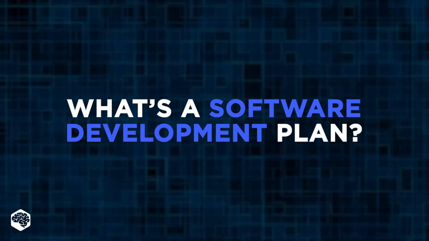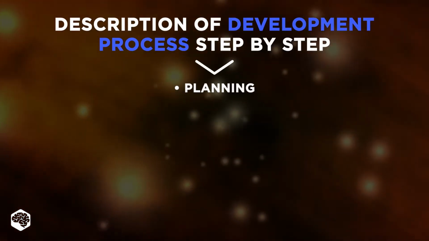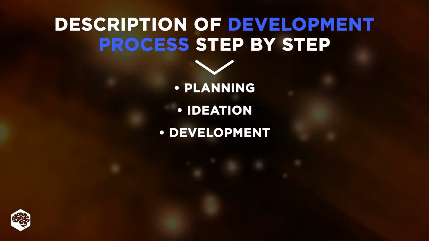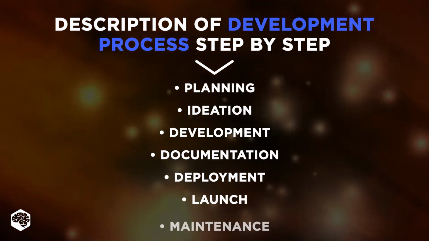What's a software development plan? A software development plan describes the development process step by step. It covers planning, ideation, development, documentation, deployment, launch, and sometimes maintenance.